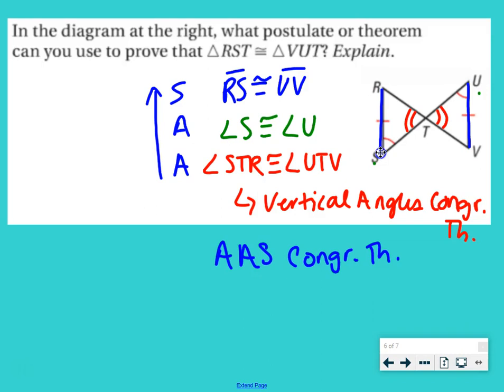And just listing out the congruent pieces is a good enough explanation, as long as you are listing them in that order. I mean, we did it backwards here, and that's fine. But you list the congruent angles, you list the congruent sides, and then you state that congruence theorem or postulate that you're using.